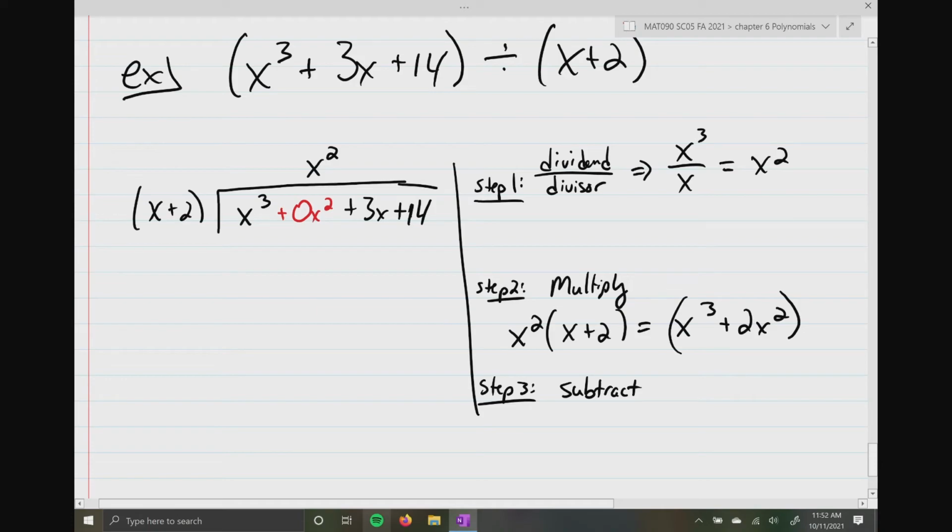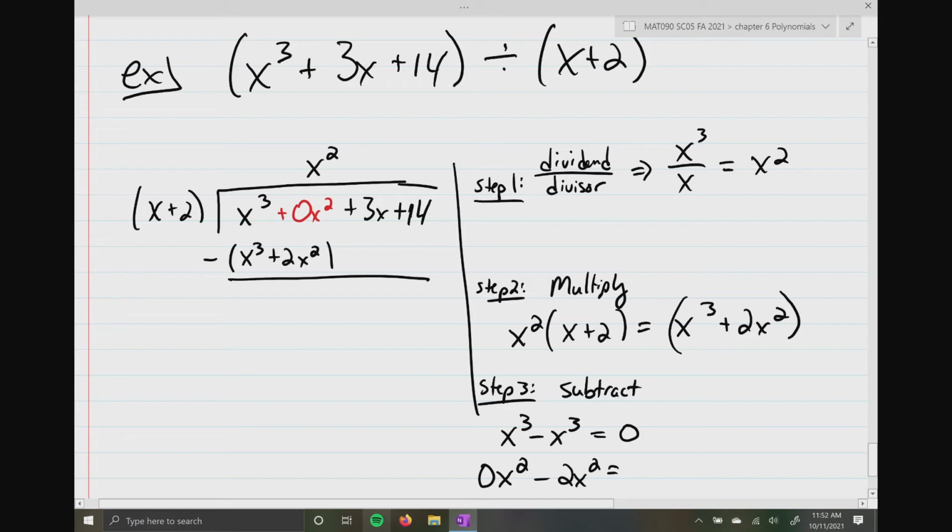I know I need to put them in parentheses, move it underneath my problem, and then I've got to subtract. Leah, what is x to the third minus x to the third? Good. Also, Leah, what is 0x to the second minus 2x to the second? What does that equal? Go with your gut. 2x to the power of 2, because you can't subtract 0 from 2. So is it positive or negative? It'd be positive. 0 minus 2 is what? Oh, wait. It would be negative. There you go. That's okay. That's why I said go with your gut. Now I drop down the next term.